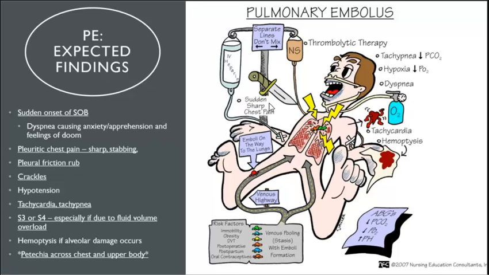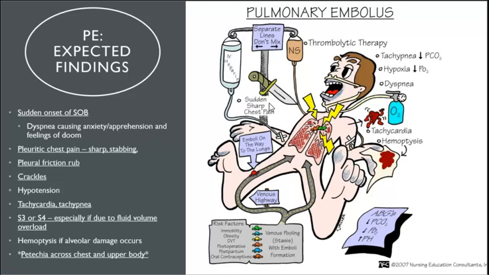So, expected findings of a pulmonary embolism. Your patient's going to have sudden onset of shortness of breath, so dyspnea, and they're going to be anxious, with lots of apprehension and a feeling of impending doom. Anytime your patient has a condition that carries a high risk for mortality, they are going to be so fearful and tell you, I feel like I'm going to die. And they're not lying to you.